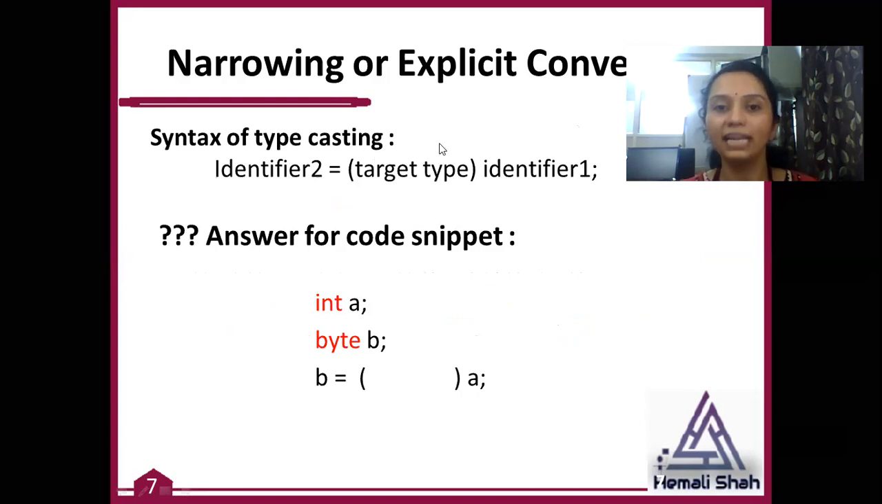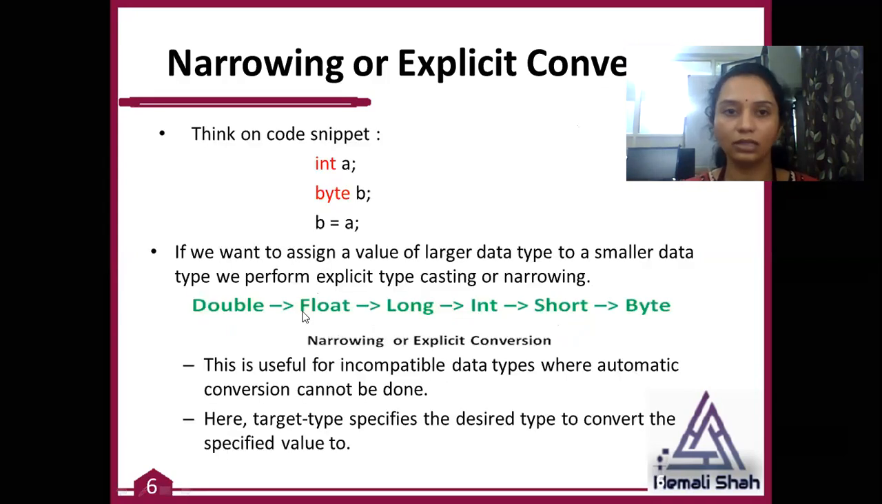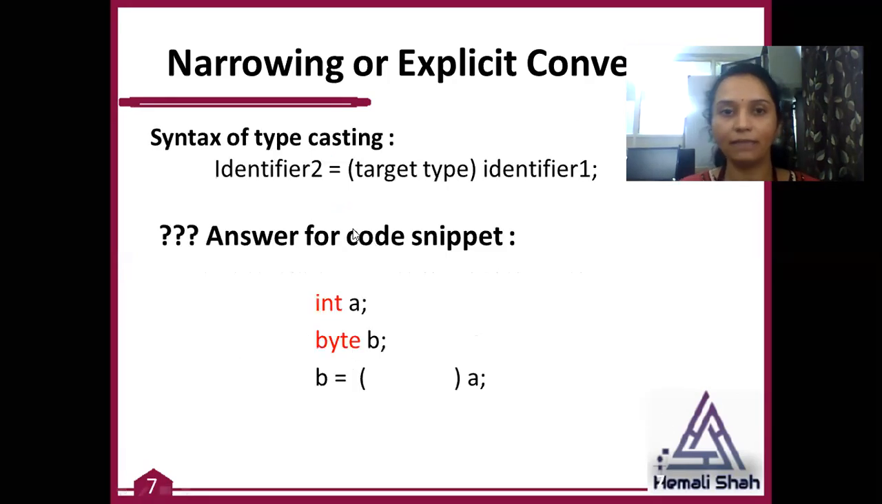equals to target data type, that means destination data type, then identifier. Now think in that, in this code, I have already written. If you compile this code, you will get the error incompatible type. So what syntax you need to add to compile that code? So here you need to add some typecasting syntax. This is the syntax. Now add the syntax over here.